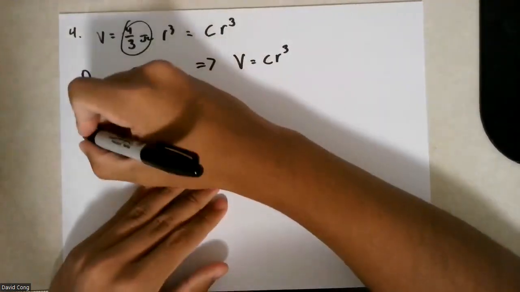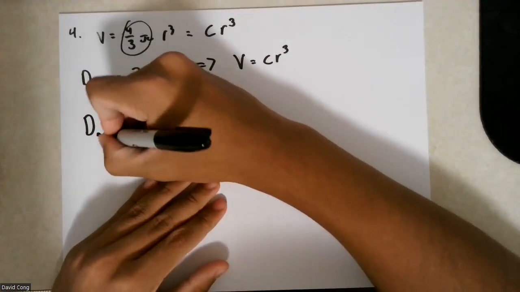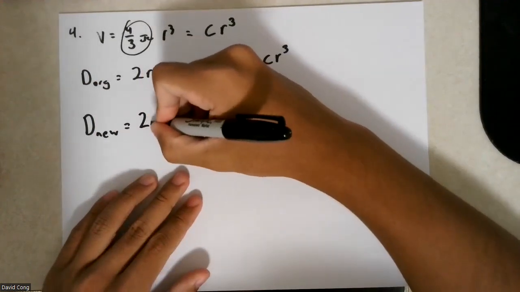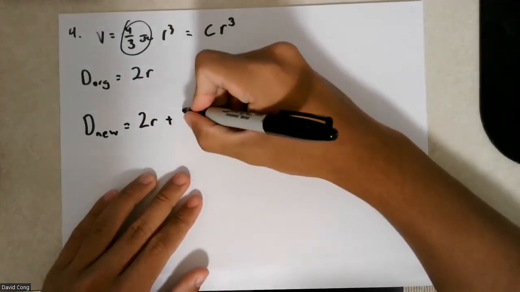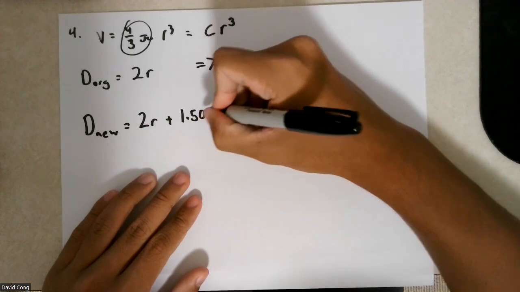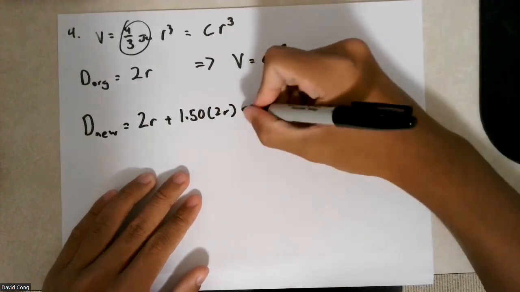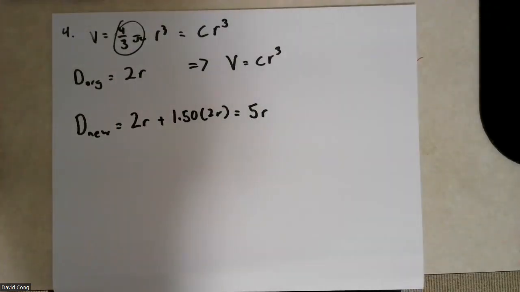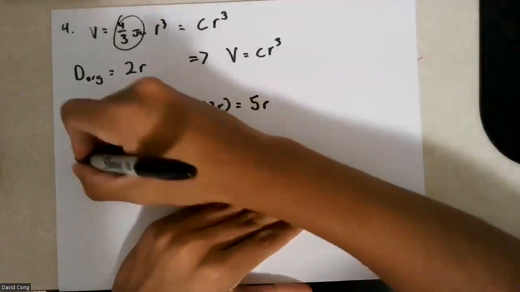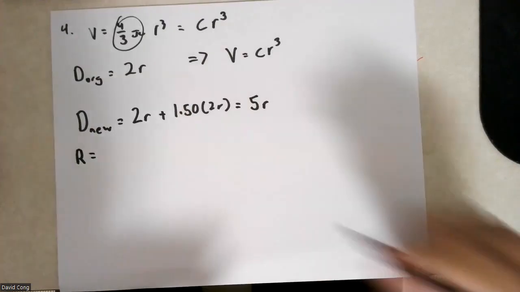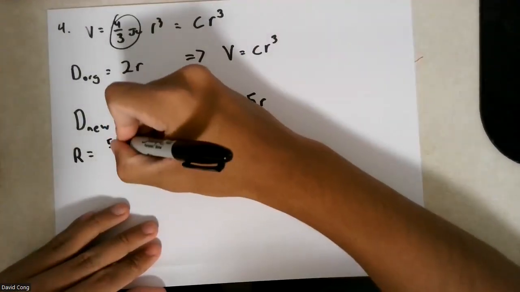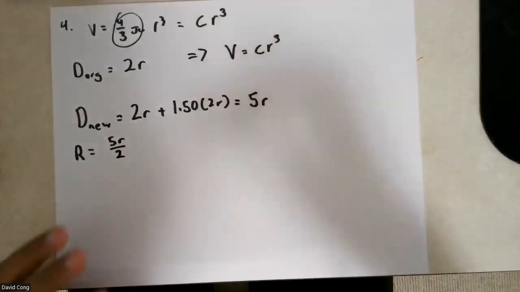Great. Now let's look at the diameter of the new sphere. It's equal to 150% more. So our original, but we added 150%, which is 1.5 times 2r. What does this tell us our new diameter is? 5r. Okay, what does this tell us? Radius. Let's let this new radius be capital R. The radius is equal to 5r over 2, because it's half the diameter.